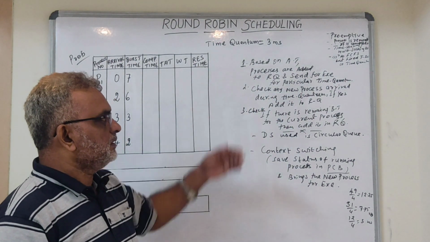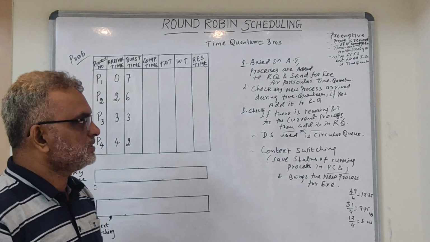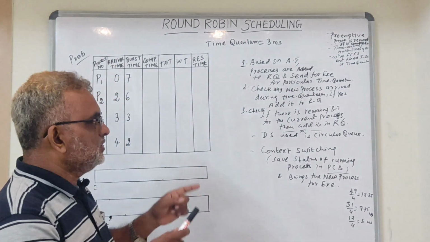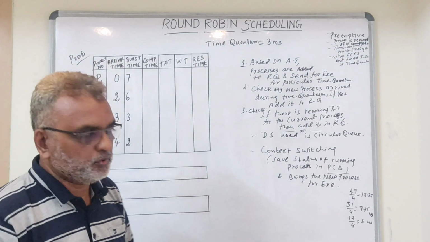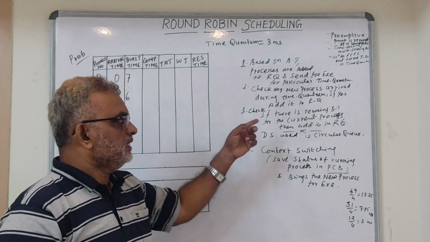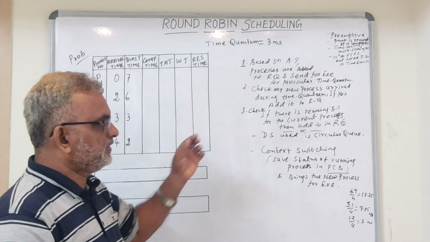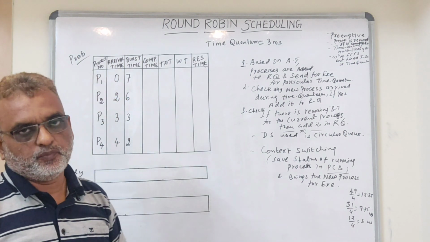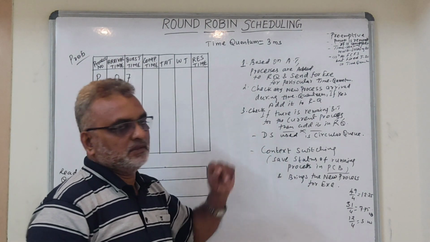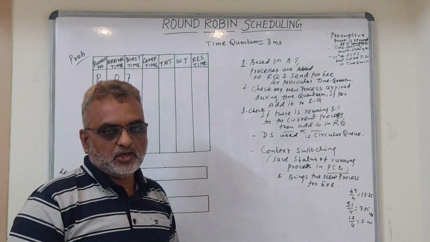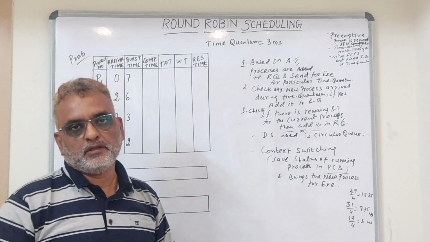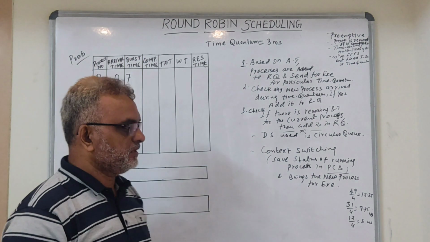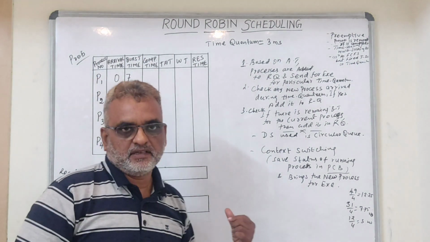Then here we have to check whether any new processes arrived during that time quantum. If yes, those processes should be added into the ready queue. Check if there is remaining burst time of that current process, then we have to add that process into the ready queue. Here we are using a data structure, a circular queue, to implement this scheduling policy. Context switching is another technique used in this method that we will discuss later.